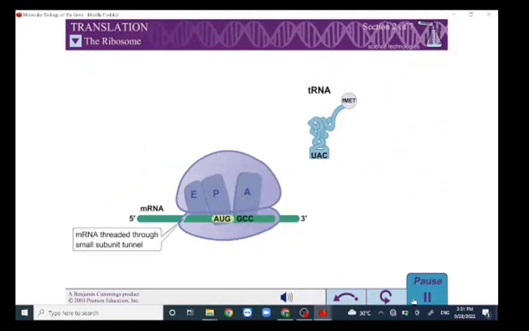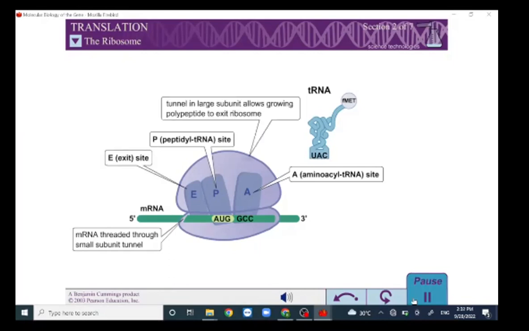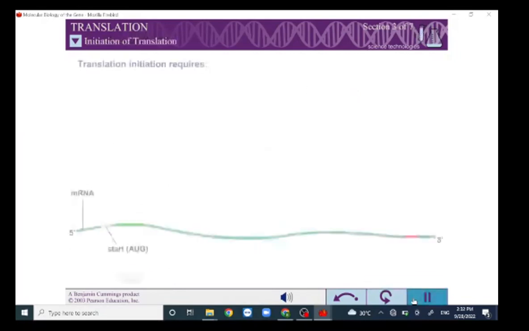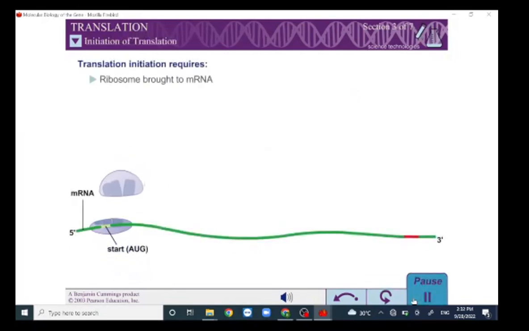Who is going to prevent it from going to, let's say, the A site? Your initiation factor 1. So you have the aminoacyl tRNA acceptor site, the peptidyl P site, and E is called the exit site. There is a tunnel that allows the growing polypeptide to exit the ribosome. Then you have translation initiation.